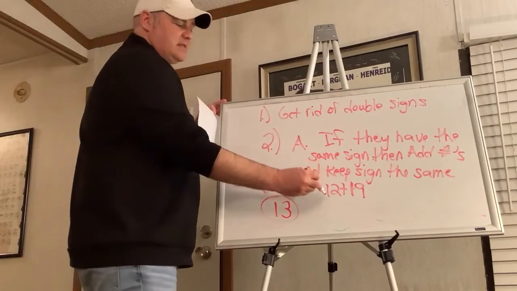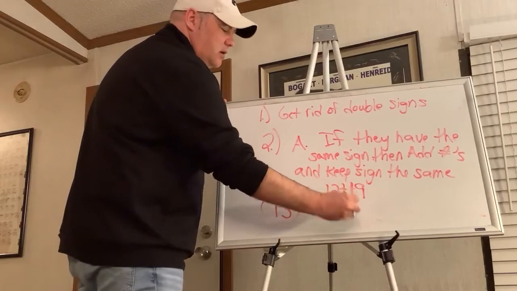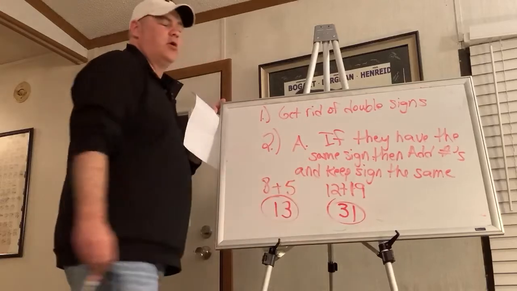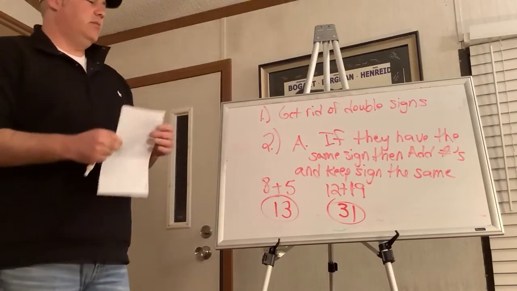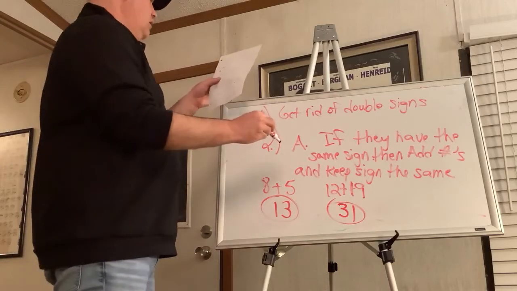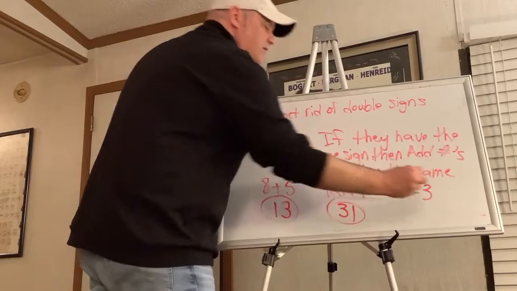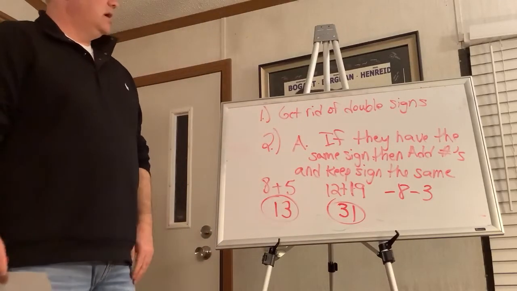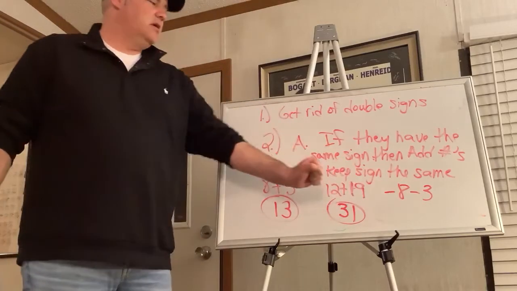So 12 plus 19 is 31. You add them together, and they're both positive, so it's a positive 31. You say, well, I already know how to add two numbers. Okay, well, what happens if you've got negative 8 minus negative 3? Okay, negative 8 minus negative 3. Now here, it's actually negative 8 minus 3, okay?